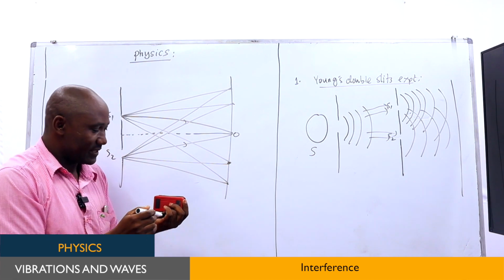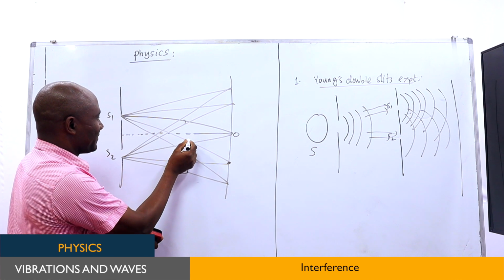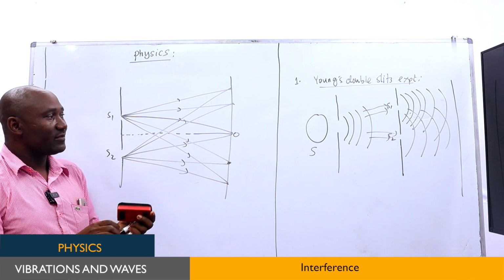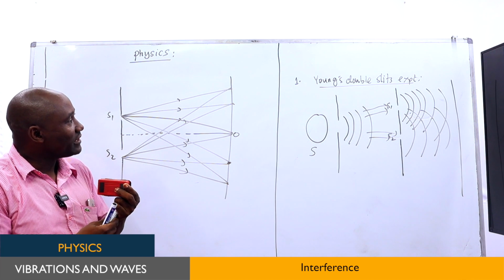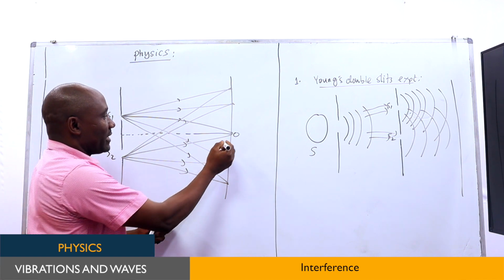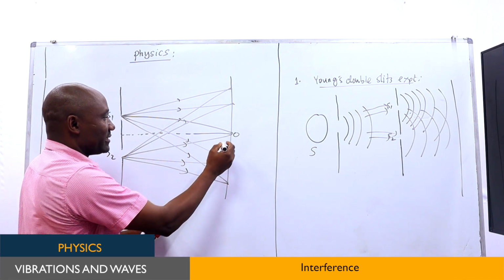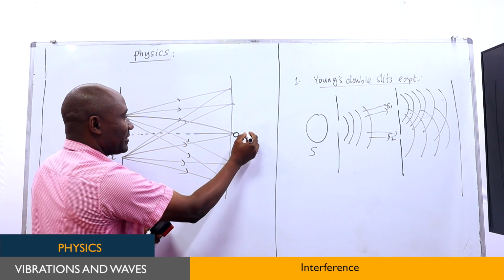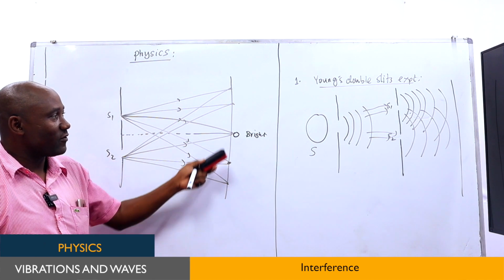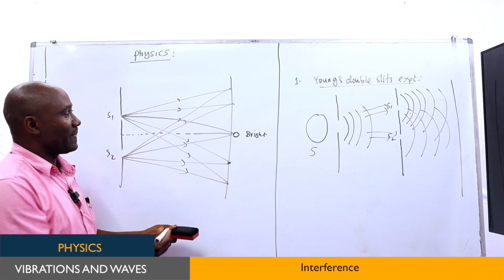So the observation is the two sources, which are given the name of the coherent sources, produce light which normally produces the patterns on the screen. And it has been observed that the central part of the screen is bright. So the images or the fringes are formed on either side of the center.